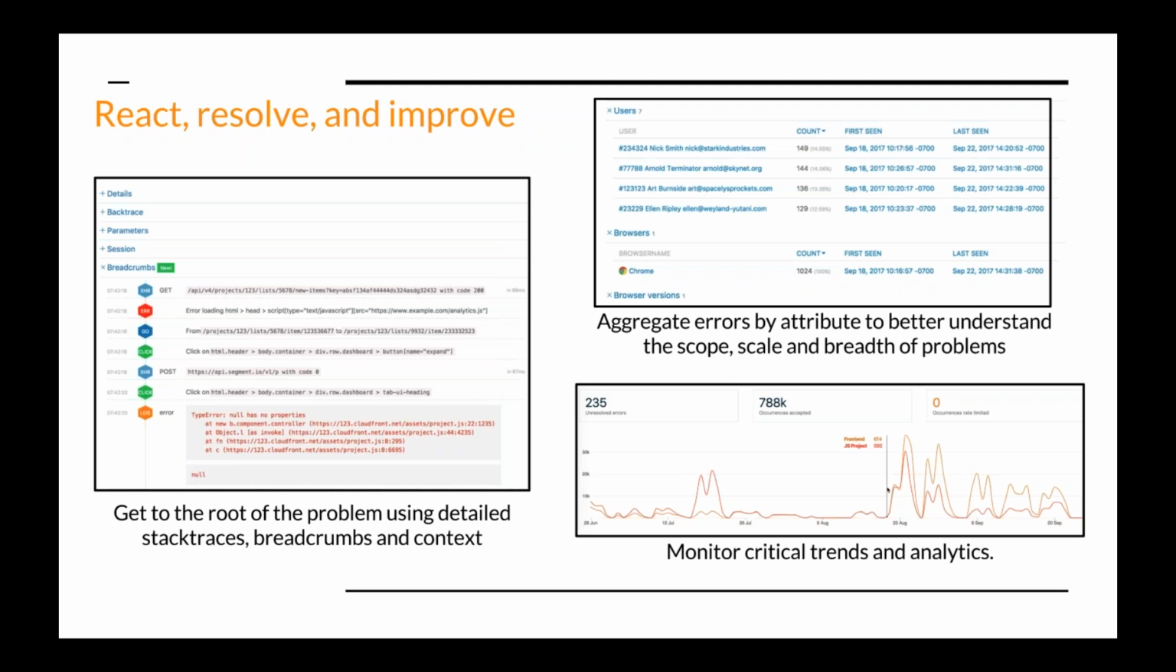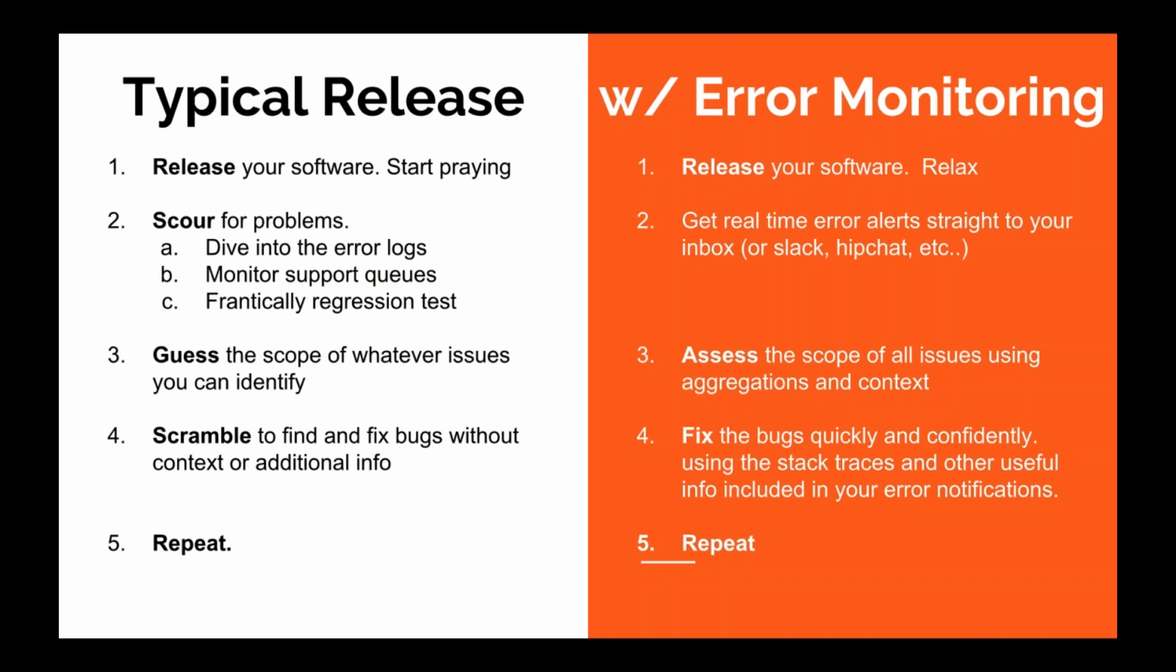So this is just showing a side-by-side, and again, this is in an agile or a waterfall sort of model; with continuous deployment the situation is a little bit different, as I described. But in a typical agile software release, you release your software and you're immediately on edge. You're hoping things didn't go wrong. You're diving through the error logs. You're monitoring support queues. You're frantically regression testing. You're trying to figure out if your automated tests are giving you false positives or not.